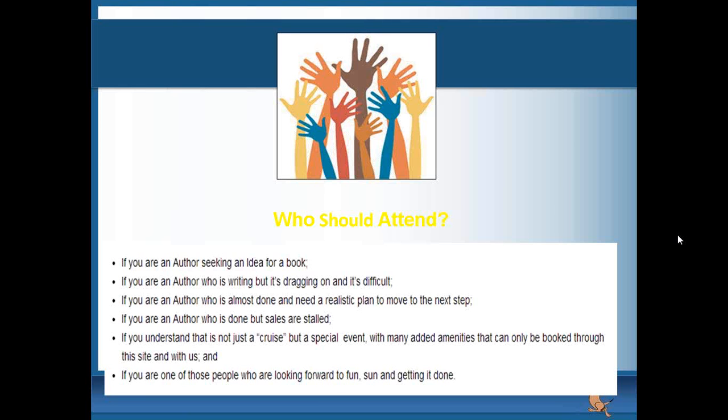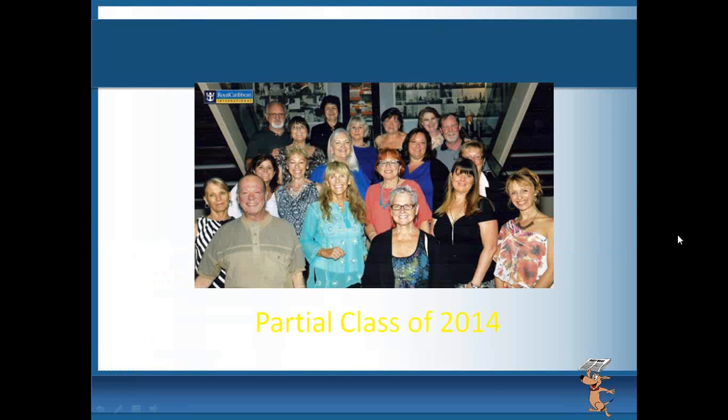Thank you. If you're an author who's done but your sales are stalled, and this is not just a cruise to learn, this is a working vacation. It's going to be a lot of fun. We had an absolute blast last year. This is some of the group that joined us. We got a real quick impromptu photo right after dinner one night, and there is so much fun and excitement.